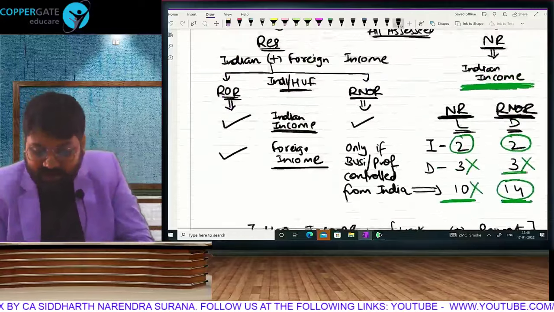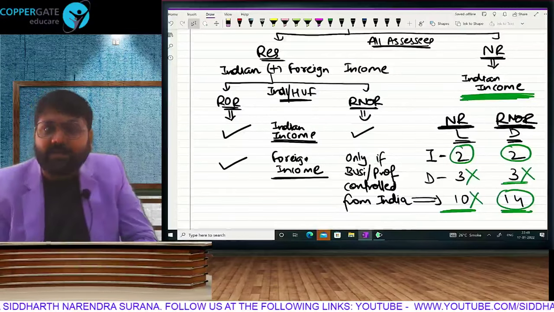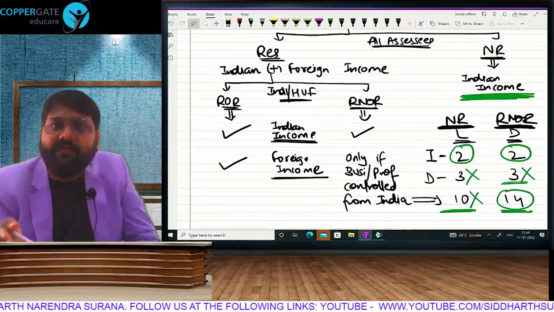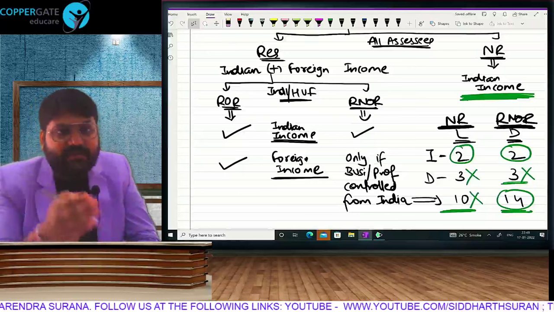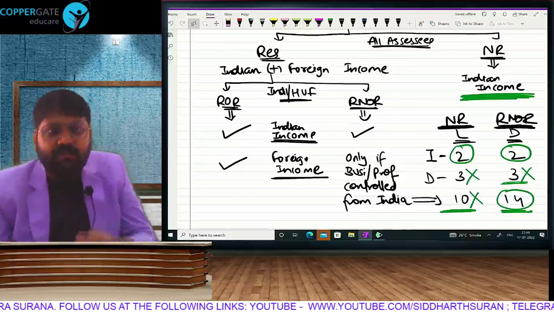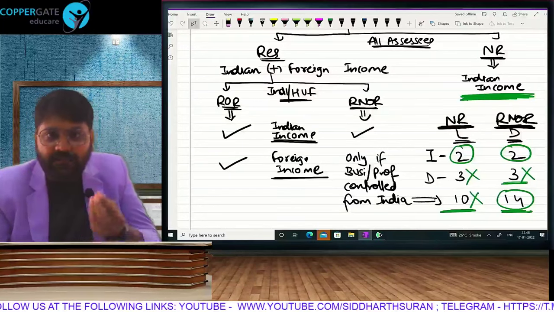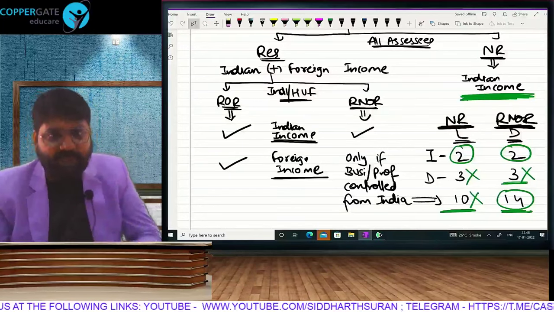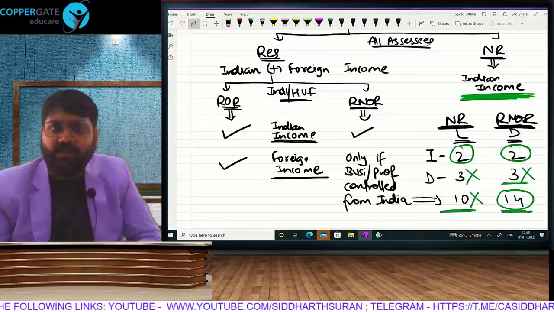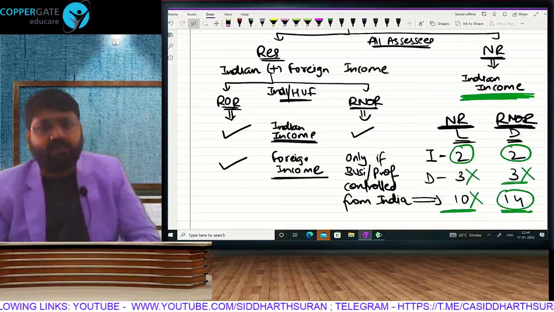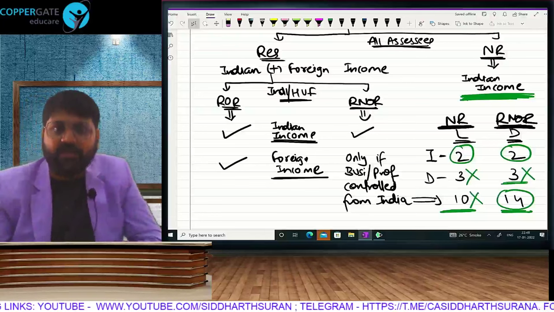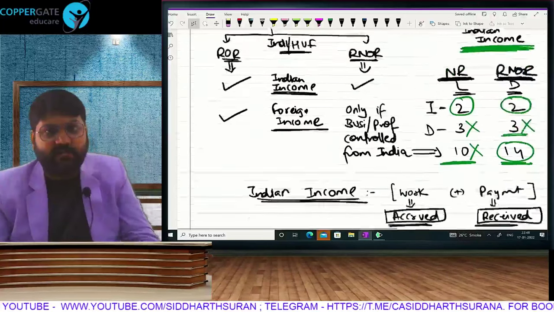Ladies and gentlemen, this entire chart, this entire discussion, taxability of an income in India, whether it is taxable or not taxable in India, will strictly depend on whether it is Indian income or foreign income. If it is Indian income, then everyone has to pay tax. If it is foreign income, then only ROR has to pay tax. And foreign income controlled from India, then RNOR has to pay tax. So, we have to decide whether it is Indian income or foreign income.